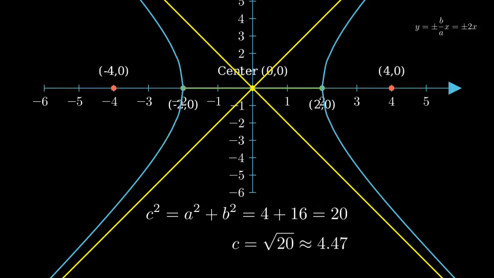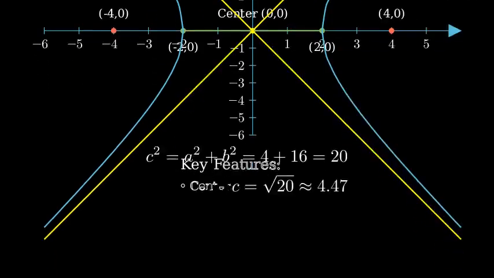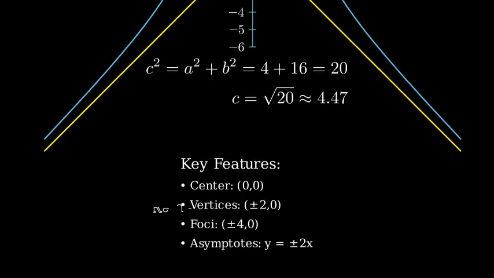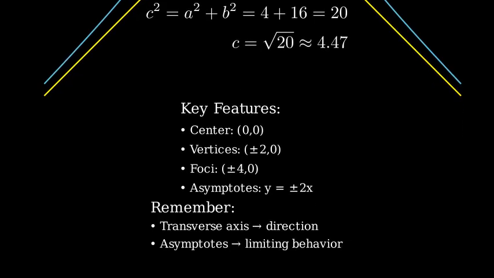To summarize the key features of this hyperbola, the center is at the origin, the vertices are at plus or minus 2 on the x-axis, the foci are at plus or minus 4 on the x-axis, and the asymptotes are y equals plus or minus 2x. Understanding these key features helps us visualize and graph hyperbolas accurately. Remember that the transverse axis tells us the direction the hyperbola opens, and the asymptotes guide the curve's behavior as it extends outward.